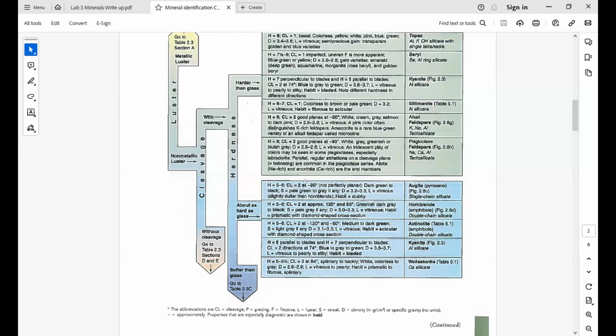And then the one up here, these are 2 at 90, so it can't be that because they're definitely not at 90. So it has to be hornblende for the color to work. Okay, the actinolite and hornblende are both amphiboles. They're in the same general mineral group.